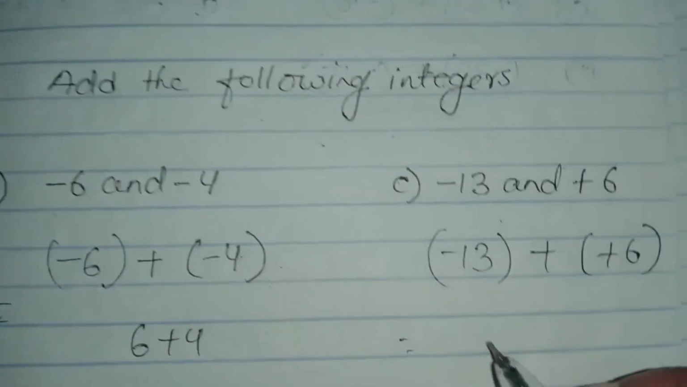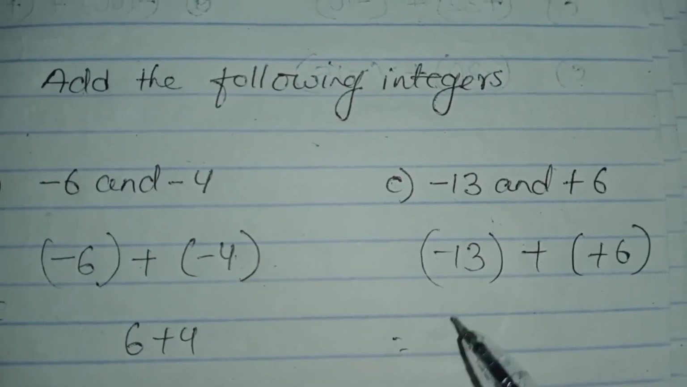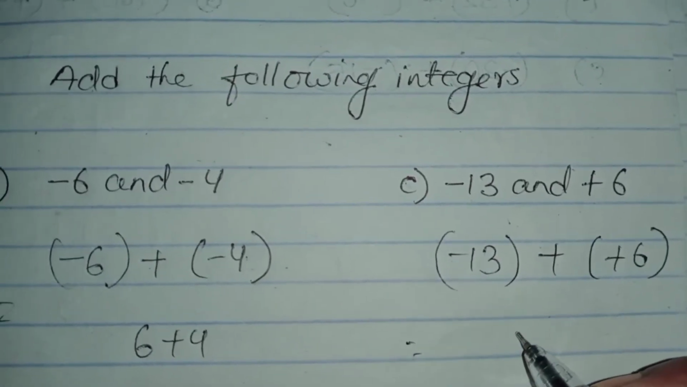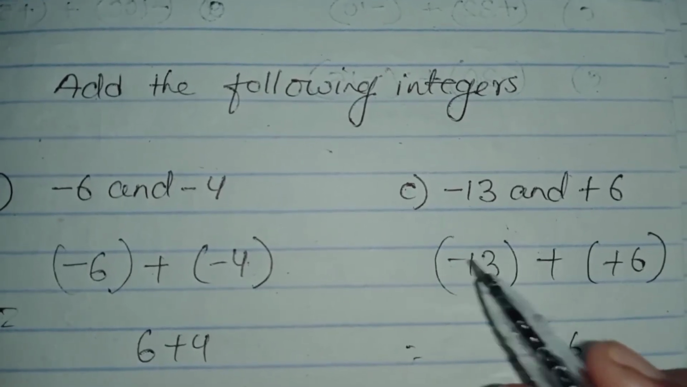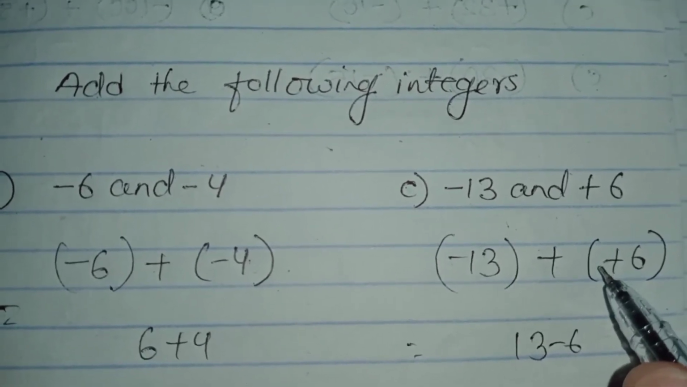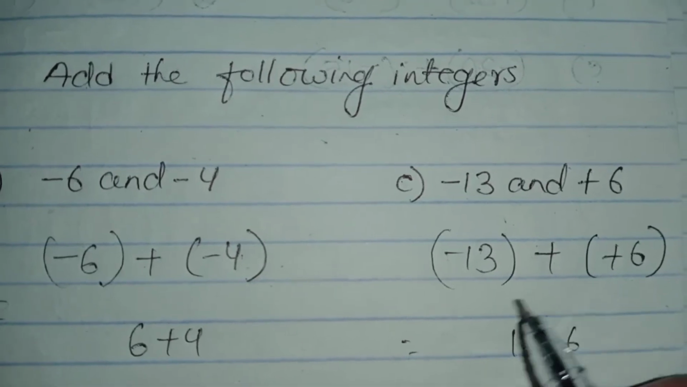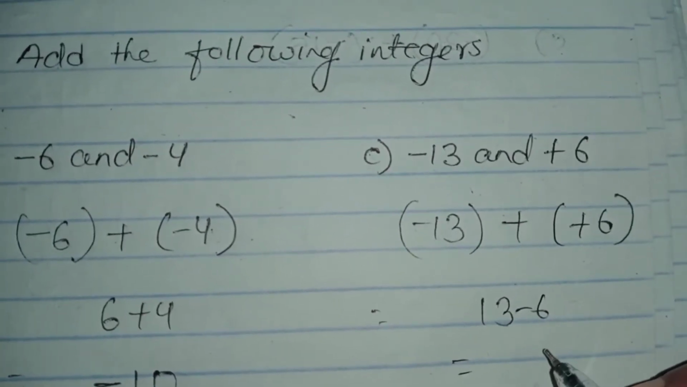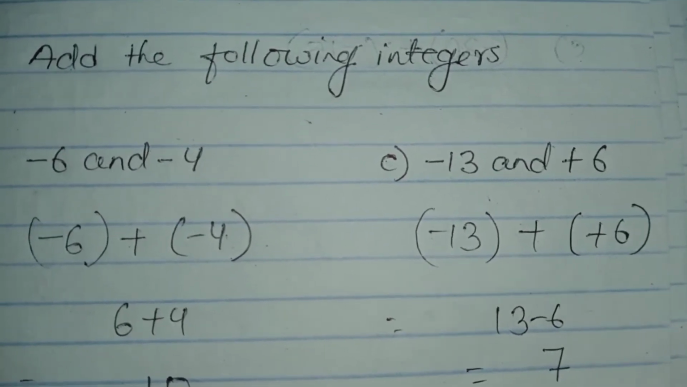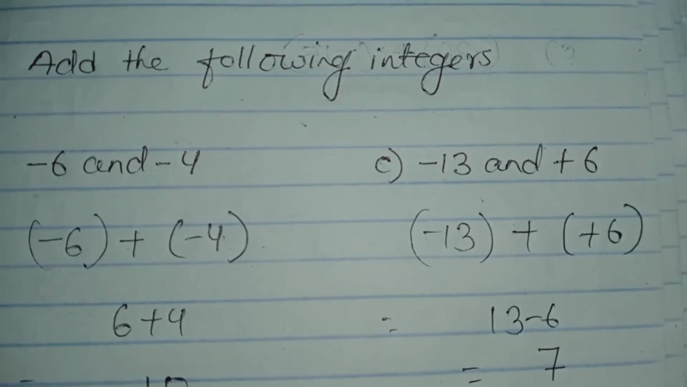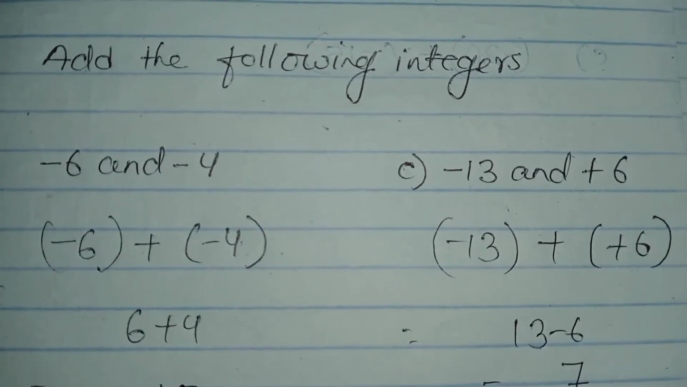So separately you can write, just so that you don't get confused, that 13 minus 6. Minus plus is what? Minus. Different sign, subtract. So 13 minus 6 is how much? It will be 7. And now which sign will we put?